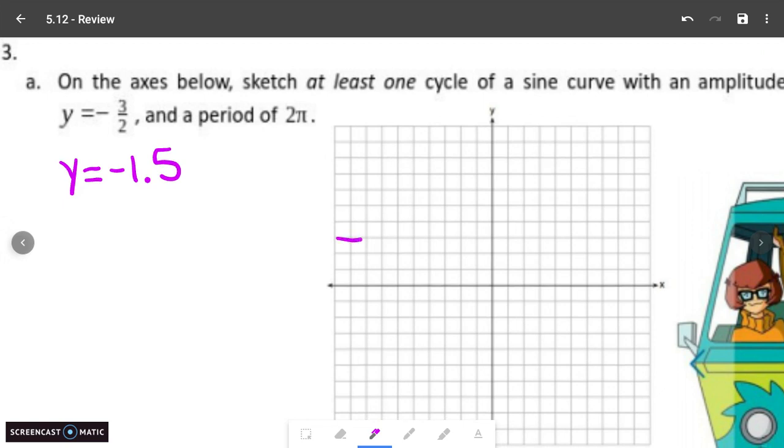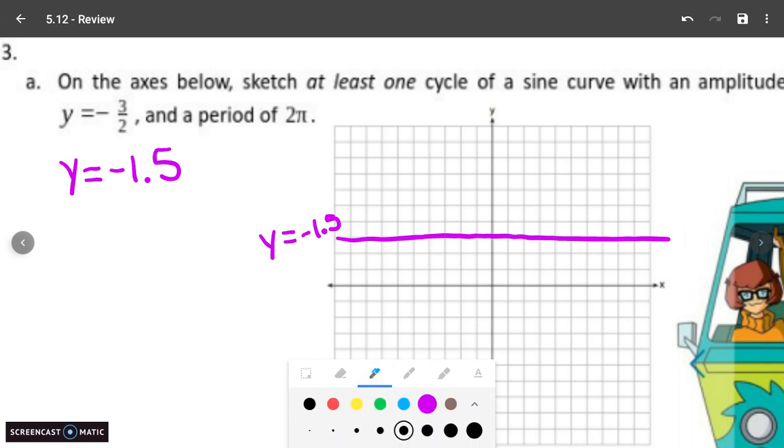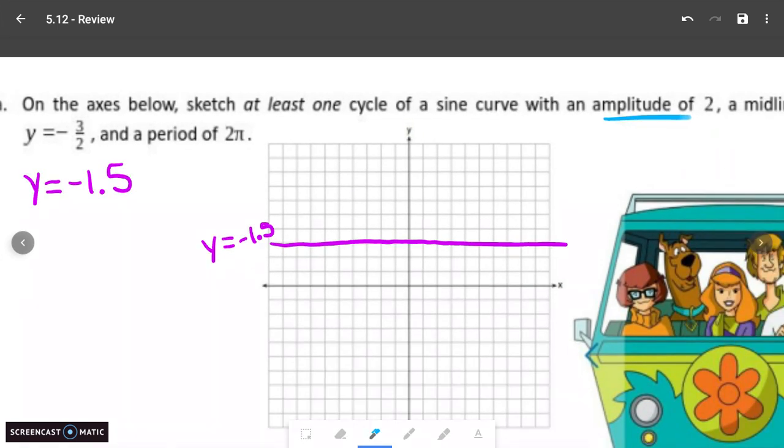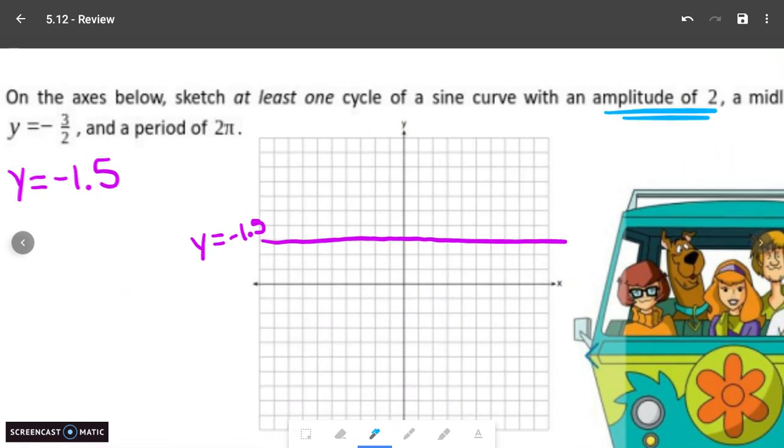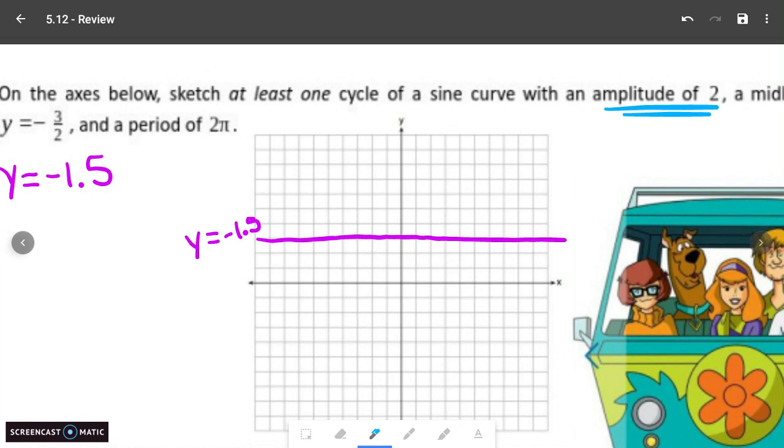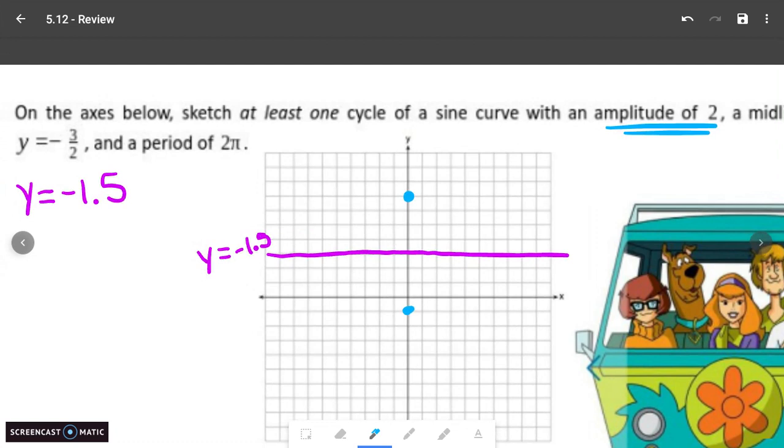So let's say, here's my midline. So I'm going to count by 0.5s, excuse me. Now, the amplitude was given of 2. So that means it's going up 2 and down 2 from the midline. Now remember, that's really 4 boxes because I'm going by 0.5s. But so there's our max and our min. Okay, so that's what would be a 3.5.